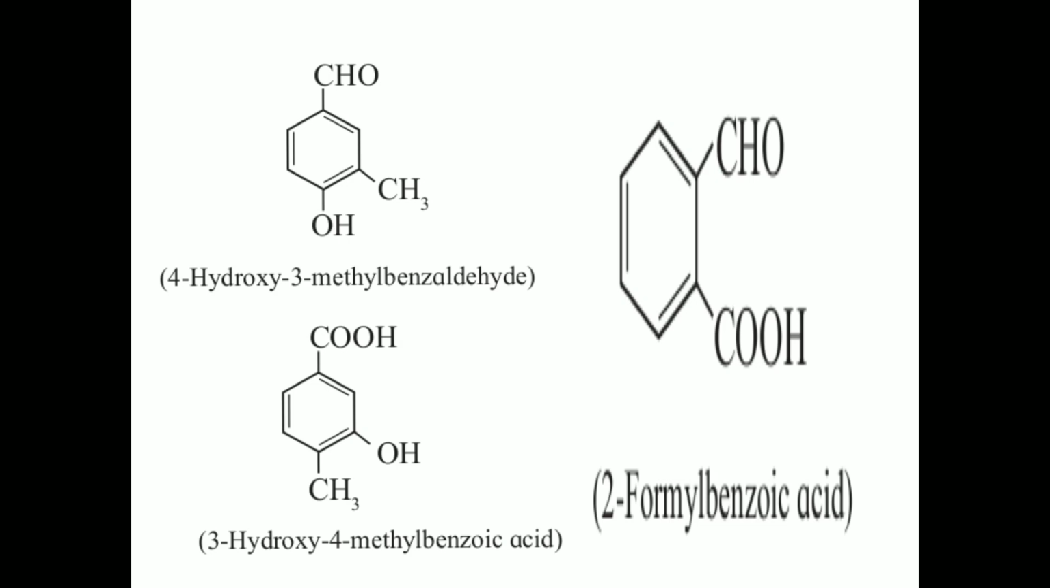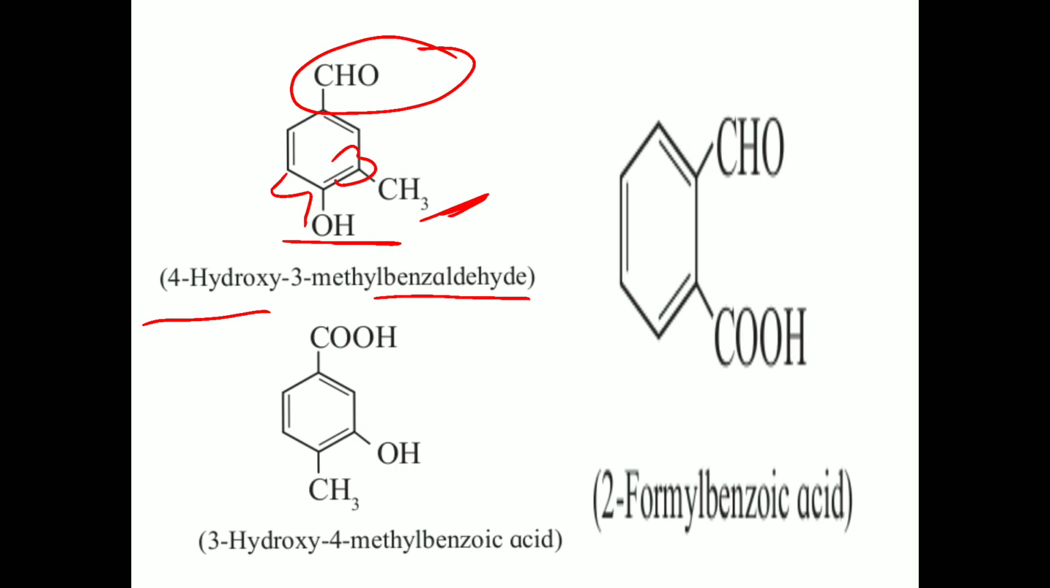Now here it contains the CHO group, means aldehyde group, and this aldehyde group is directly attached to the benzene ring, so the name is benzaldehyde. But there are various different groups found, that is methyl group and hydroxyl group. At the third position a methyl group is present. At the fourth carbon atom a hydroxyl group is present. So we have named it as 4-hydroxy-3-methylbenzaldehyde.